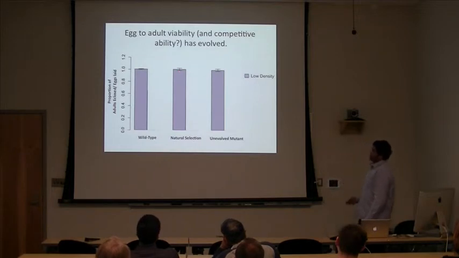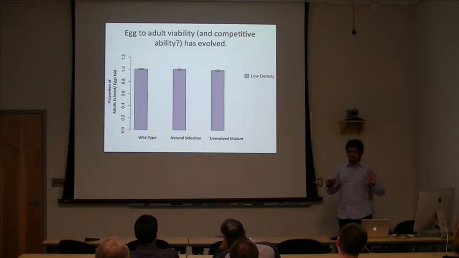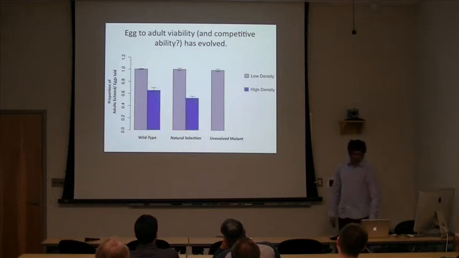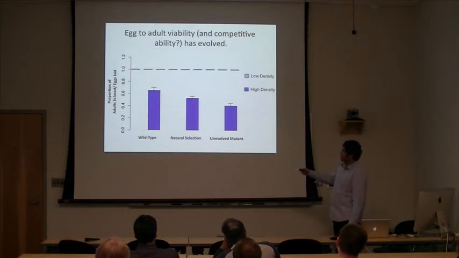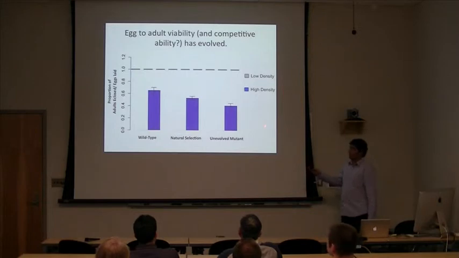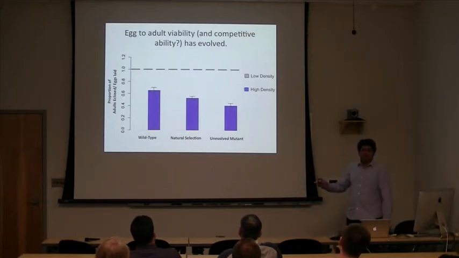We found that at low density, there's no change. Almost all of them do fine and hatch. But at high density, there's a difference. So, just to illustrate that, the wild type are the best, followed by the natural selection, followed by the unevolved mutation. I have not depicted what the artificial selection did here.